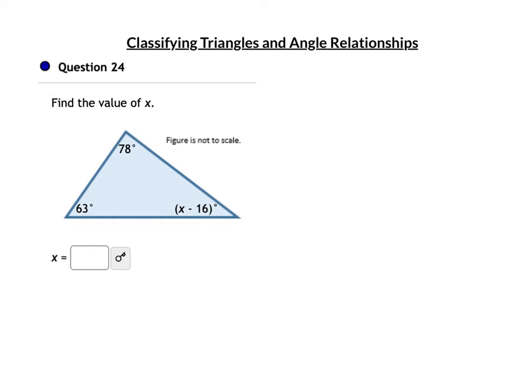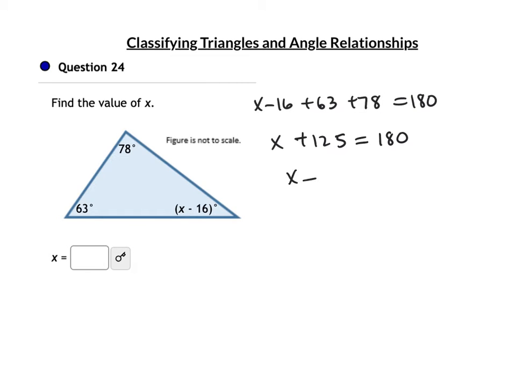In this one, you are going to want to make an equation. X minus 16 is my one angle, plus 63, the other angle, plus 78. The three angles add to 180. Simplify. X plus 125 is 180. Subtract 125 from both sides, and the result is 55. Notice that this is not 55 degrees. It's x we're finding. X was not an angle, it was just a variable.